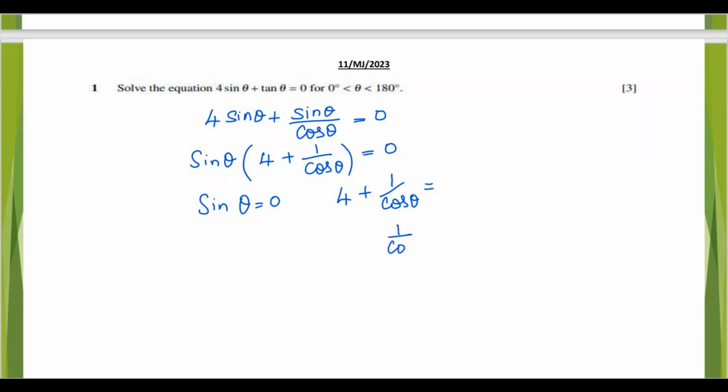So 1 over cos theta equal to negative 4, or cos theta equal to negative 1 over 4. Okay. So sine theta equal to 0. When sine theta is 0, theta will be equal to 0. But we have to ignore it because it's given theta is between 0 and 180. 0 is not included. So ignore this one.